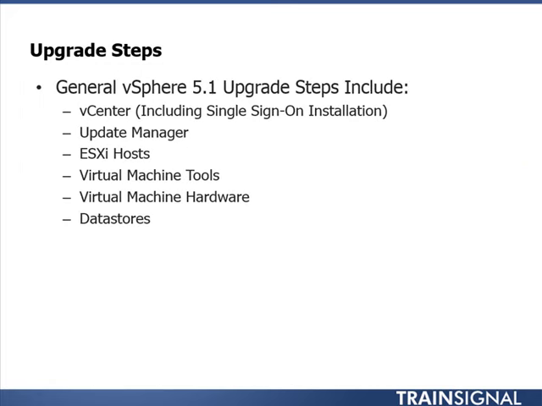Now, the general upgrade steps for upgrading to vSphere 5.1 include: you would start off with VMware vCenter, including the single sign-on installation, which I'll talk about a little bit more in just a minute. I also have a separate lesson on single sign-on, which is an important new piece of your vSphere 5.1 infrastructure. From there, you would upgrade the Update Manager application, then your ESXi hosts. You could do those manually, or you could do those automatically, let's say using Update Manager. The virtual machine tools on each of your virtual machines, the virtual machine hardware on those virtual machines, and then finally your datastores and any other configurations such as VMware vSphere distributed switches.